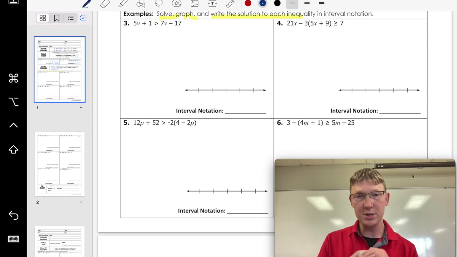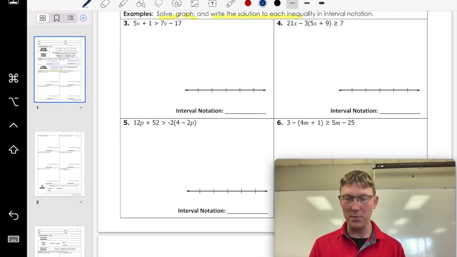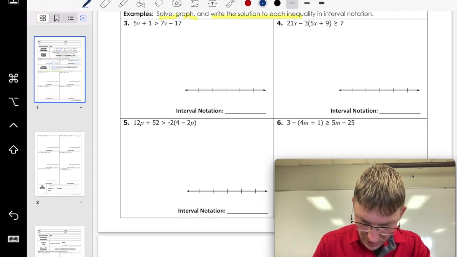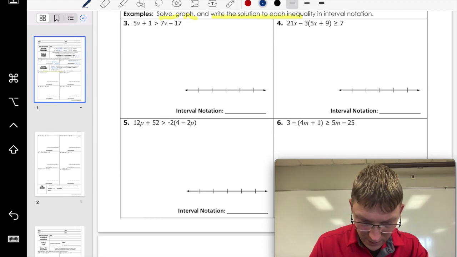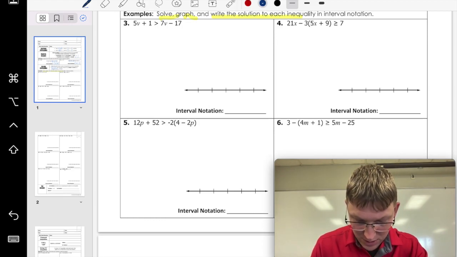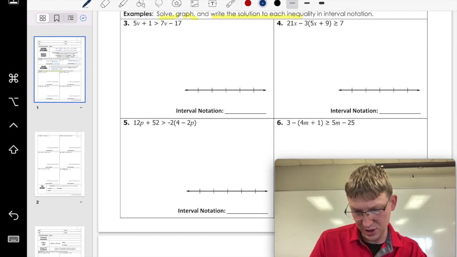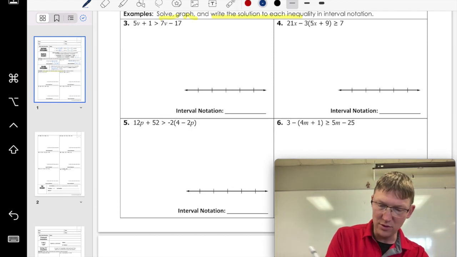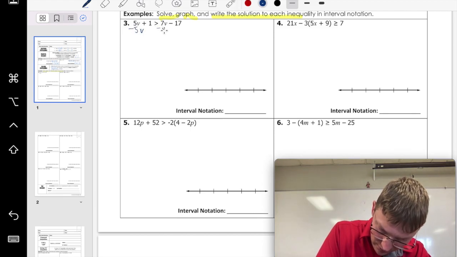So we're going to first solve it just like an equation, except we're going to keep track of any time we divide or multiply by a negative. So just like we would normally do, we're going to get all of the V's on one side and all the numbers on the other side. I'm going to do the V's on the right just because the 7 is bigger. So we're going to subtract 5V from both sides.